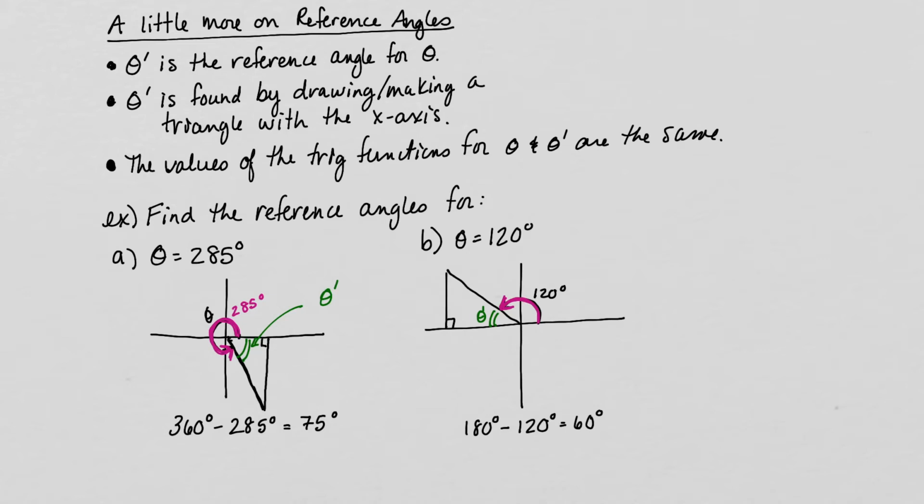All right, should we do another one? So C, what about theta equals negative 108 degrees? So remember, usually our angles start in quadrant 1 and they rotate counterclockwise. Remember, negative angles rotate clockwise.